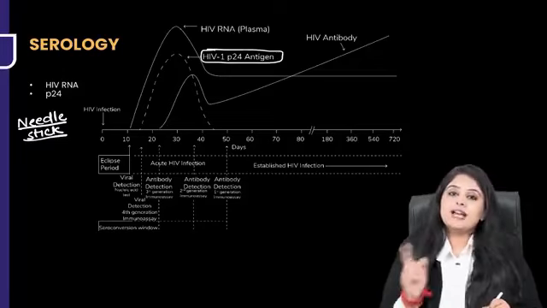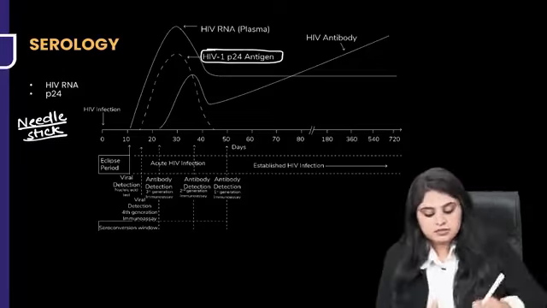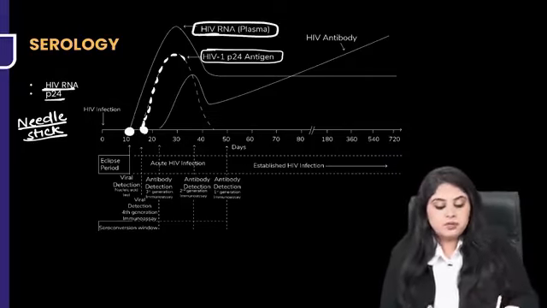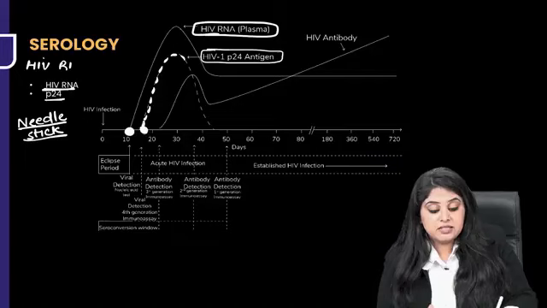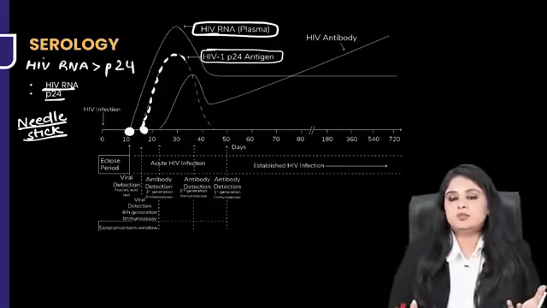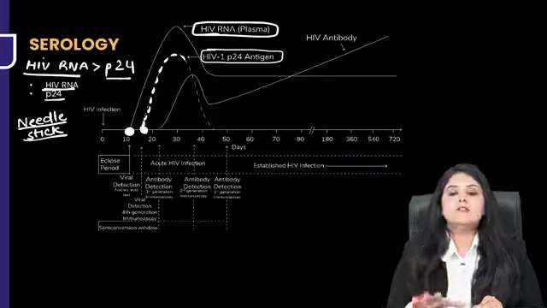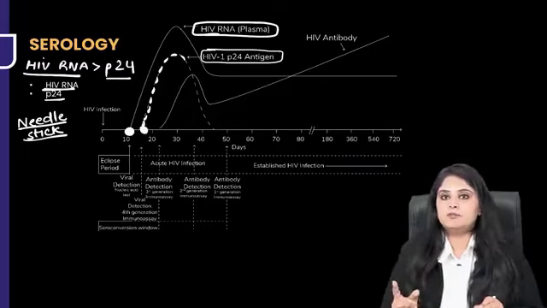But do you know what is actually the earliest trace? P24 will rise, okay, but what will rise even before P24 is going to be the HIV RNA in the blood. So if HIV RNA is written, you will select that over P24. Please note, the year that the question came, HIV RNA was not there in the options. So since it was not there, I had to select P24 as the answer. But if HIV RNA is written, then I will always select that over P24.